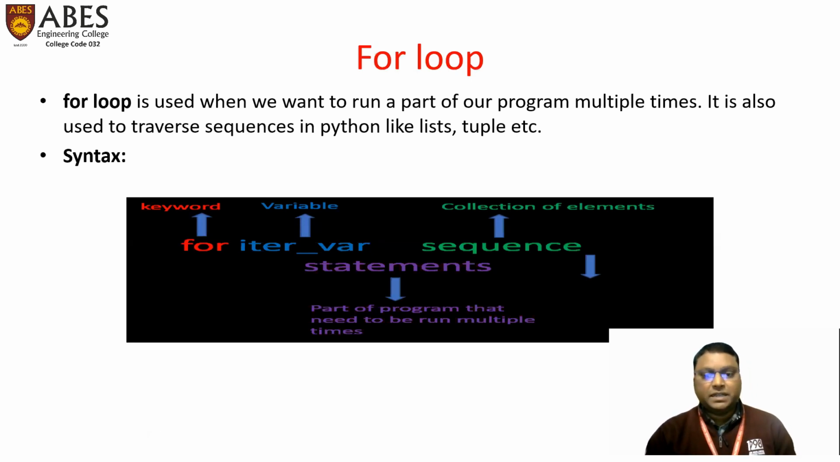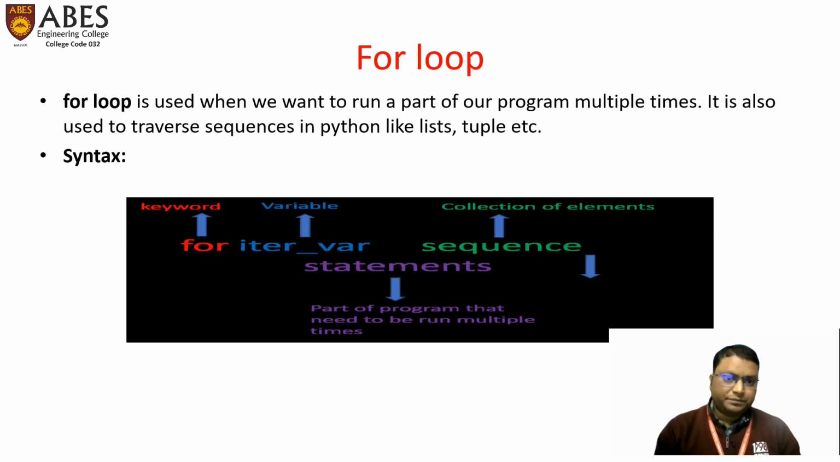Now, the second loop, which is very popular in Python, is the for loop. In for loop, we can easily say that it is very important for iteration in lists, tuples, and dictionaries, because we have to execute the loop for various purposes. For loop is used when we want to run a part of our program multiple times. It is also used to traverse sequences in Python like list, tuple, etc., as I have told earlier. So this is the basic syntax of for loop.